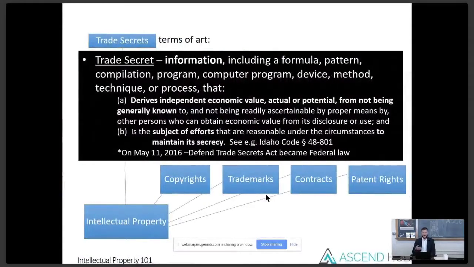So these could be really a lot of different things, but key is that it's information. It could be a formula, a pattern, a compilation, a program, a device, a method, a technique, or a process that derives independent economic value, actual or potential, from not being generally known. So what I'm reading here is the Idaho specific definition, which again, these vary from state to state. And in May of 2016, we have that federal definition now.